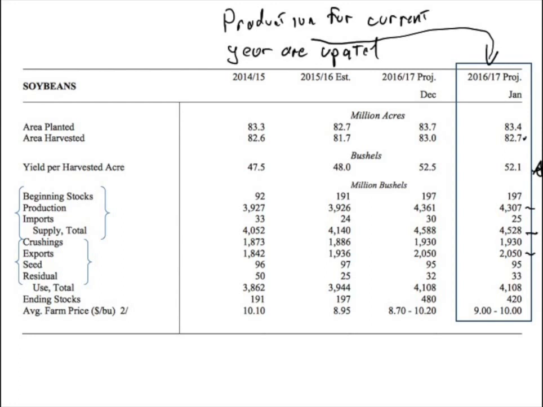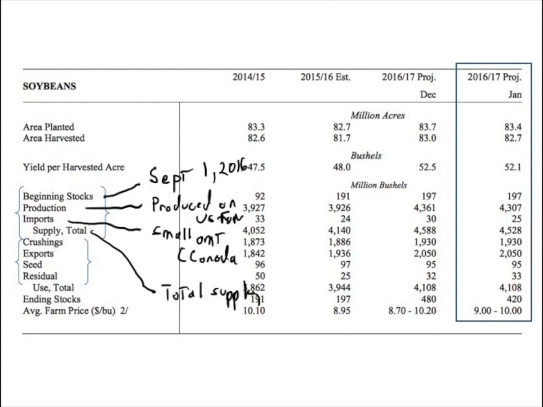At this point in time, you'll notice that 52.1 bushels yield per acre is down a bit from the yield estimate from the December report. That, by the way, will be the final estimate. And as we're going through the year, items will change on this report, including production, crushings, and exports. Those will be some of the bigger items in the supply and demand accounting that will change the most.